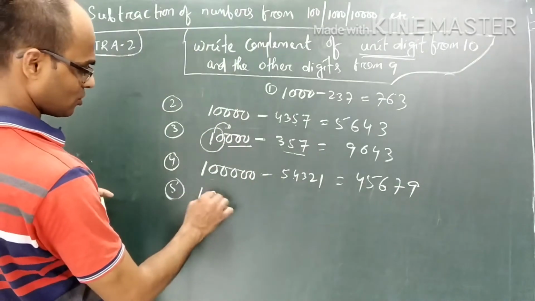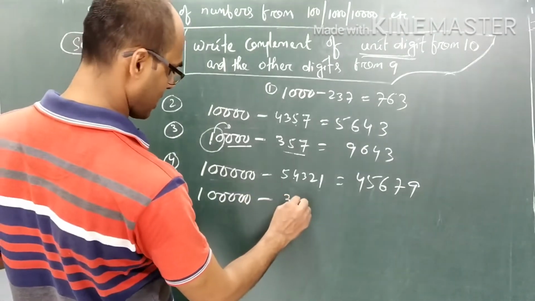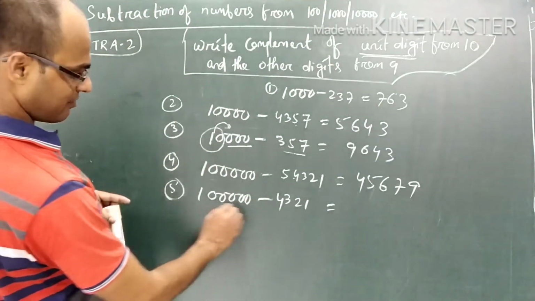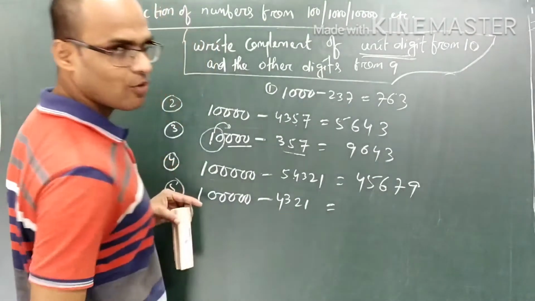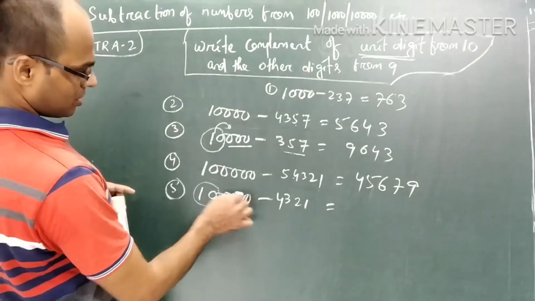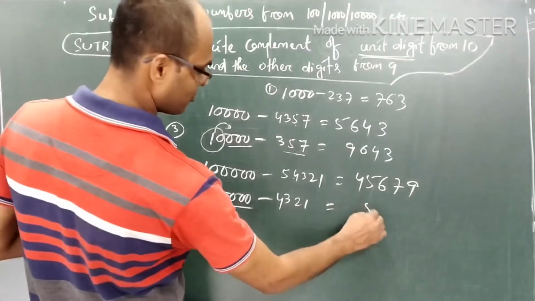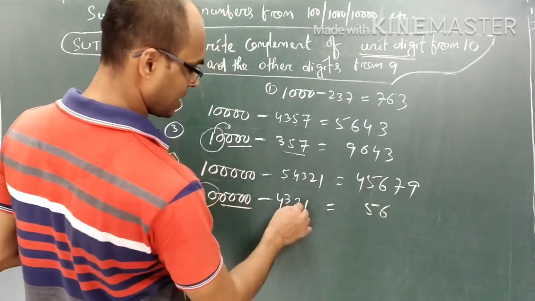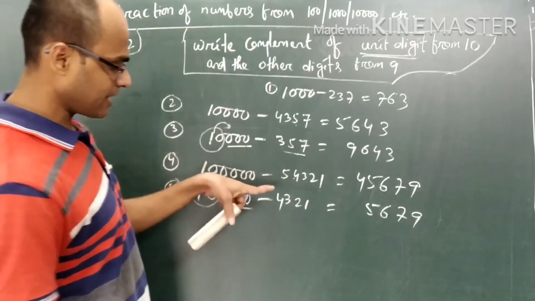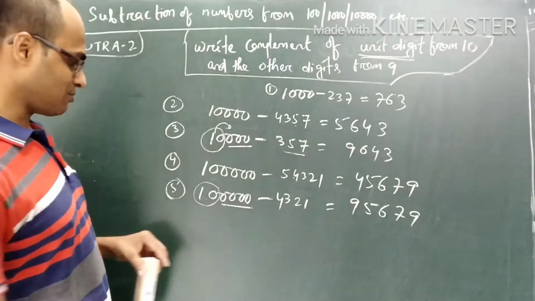Now suppose 5 zeros are there, but we have to subtract 4321. Here we have 5 zeros and here we have 4 digits. So from 10 here and 4 digits here: 9 minus 4 is 5, 9 minus 3 is 6, 9 minus 2 is 7, 10 minus 1 is 9. From 10 you have already taken 1 carry, then 9 comes here. See how easy this is.